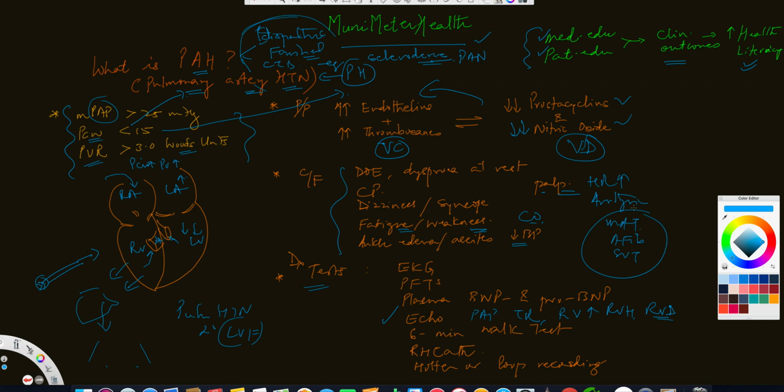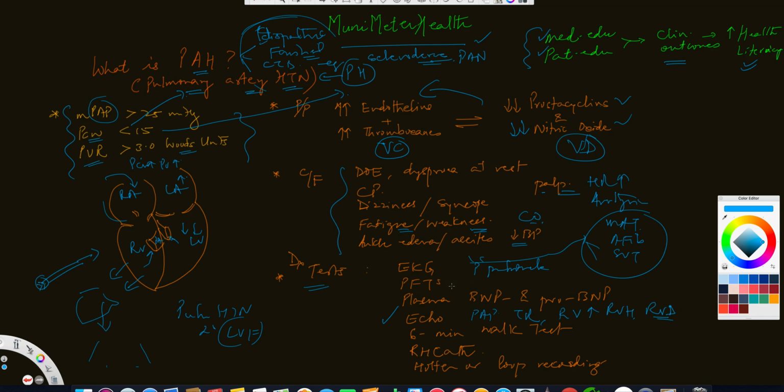EKG, as I said, may show multifocal atrial tachycardia, heart rate increase or tachycardia per se. Atrial fibrillation and SVTs can also be seen. Sometimes you will see a P pulmonale in these patients because of increased right atrial mass, and that is our right atrial pressures.